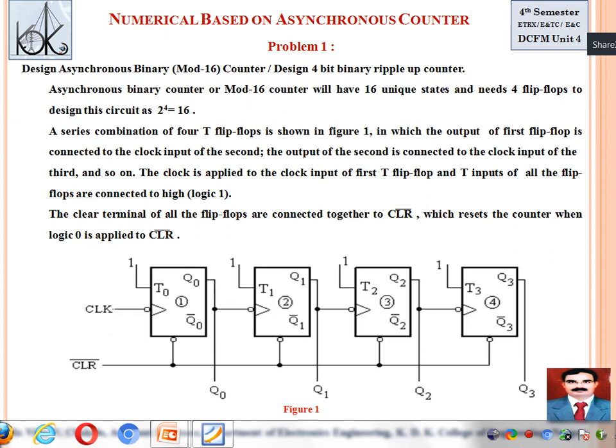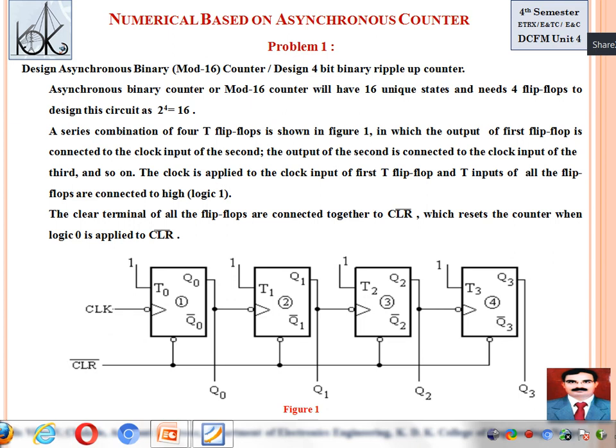Today we are discussing some numericals based on asynchronous counters. My first problem is: design an asynchronous binary mod 16 counter. Sometimes this question may ask: design a 4-bit binary ripple up counter.